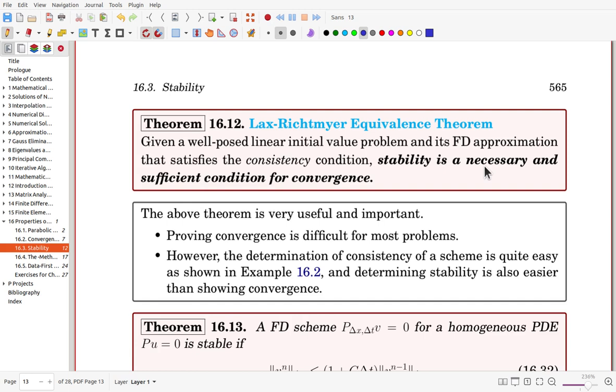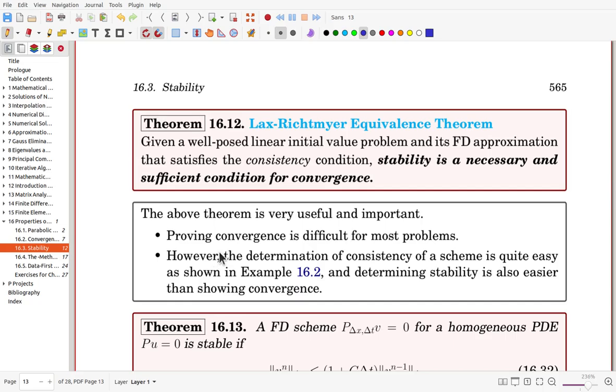So once it is consistent, then for the numerical scheme, if it is stable, then it is convergent. Or if it's convergent, then it is stable. So they are equivalent when the given scheme is consistent. The theorem is very useful and important.